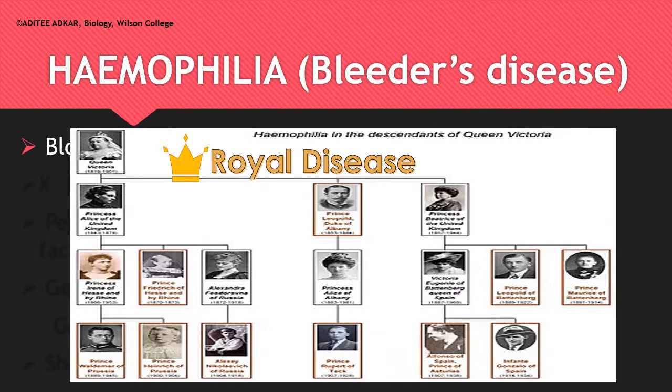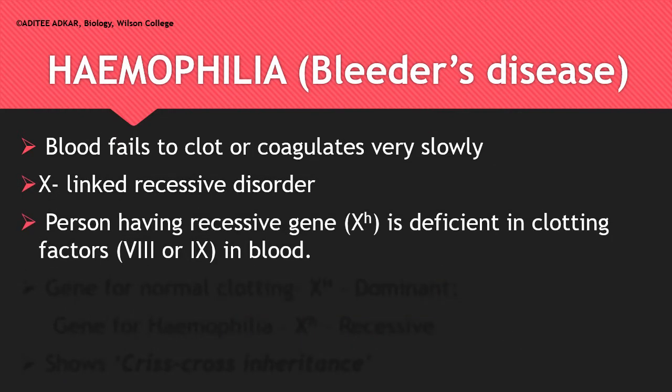Hemophilia is also known as royal disease. That was because many royal families over the world were found carrying this disease. Hemophilia is an X-linked recessive disorder. A person having a recessive gene on the X chromosome will show the deficiency in clotting factors 8 or 9. This will lead to hemophilia.